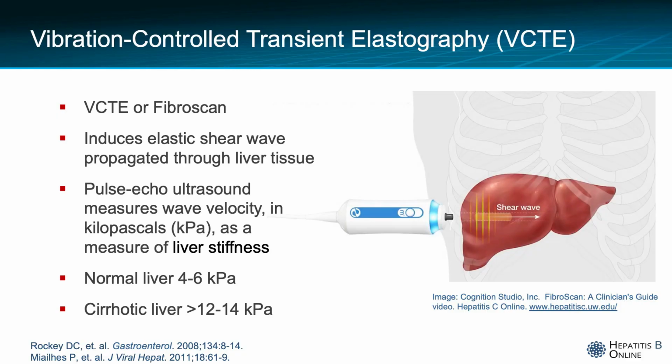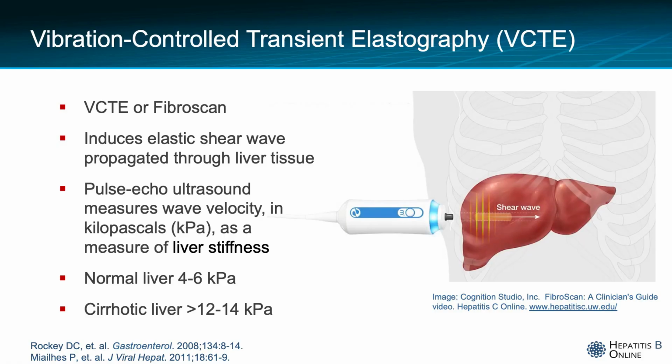Vibration-controlled transient elastography, otherwise known as FibroScan, is an office-based non-invasive test that was first developed to estimate fibrosis in people with chronic viral hepatitis. The liver stiffness measurement was found to have good concordance with liver biopsy and an accuracy in the range of 85% for detecting advanced fibrosis. But we can also determine with reasonable accuracy through the kilopascal value whether an individual with cirrhosis has clinically significant portal hypertension, or CSPH for short.